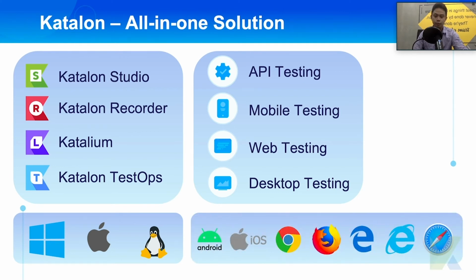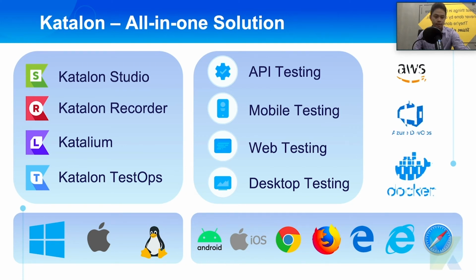With Katalon, we provide the way to test on the latest versions of Android, iOS, and on the popular browsers. Last but not least, our solution is available on cloud providers such as Docker, Azure DevOps, or Amazon Web Services. This is the foundation for Katalon to bring automation testing to the cloud, which is very important at this time.